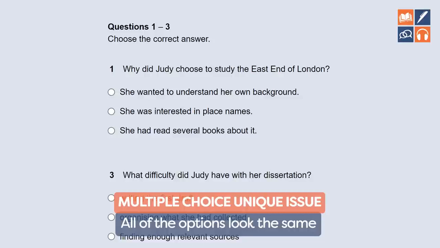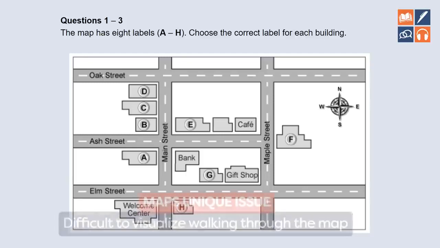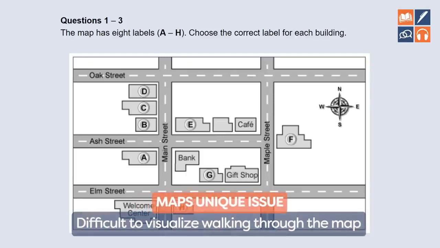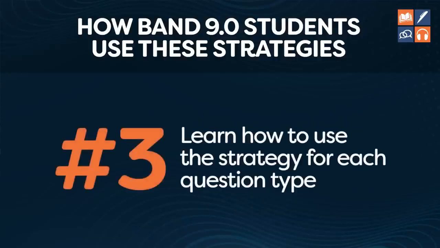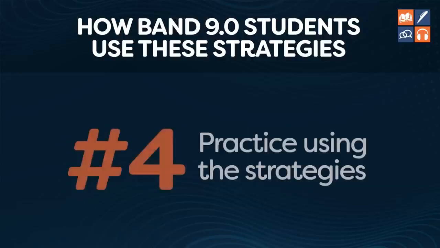Or with maps, what is very difficult for people is to visualize in their brain walking through that area or walking through that map. That is a unique problem. So we first need to think about what are those unique problems, and then how do we solve them, and then how do we use the strategy. And the strategy is designed to overcome all of these problems. And then all you have to do is just practice using that strategy until it becomes habit, until it becomes second nature. You learn it by heart.